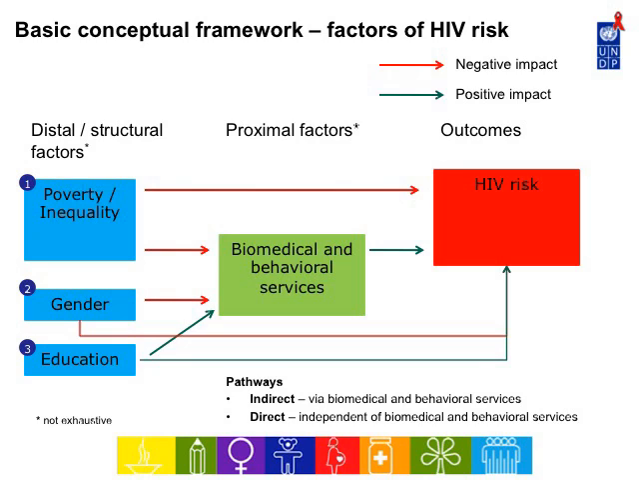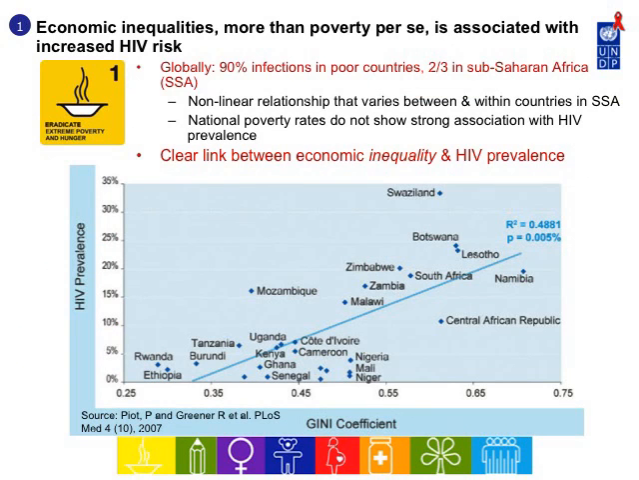Just to drill down a little bit on the issue around economic inequalities and poverty, I think that this link is complicated, and it depends on the kind of scale that you're asking the question about how poverty and inequality relate to HIV risk. I mean, clearly, if you're asking the question globally, 90% of the infections are in poor countries, 2/3 of them are in sub-Saharan Africa, so there's clearly a link. But if you actually drill down to sub-Saharan Africa itself, that relationship really starts to break down. There's not really an association between poverty rates at a country level and HIV.